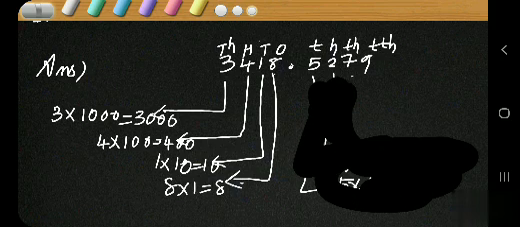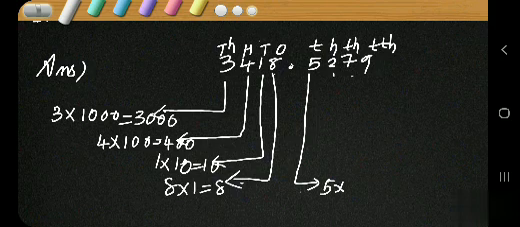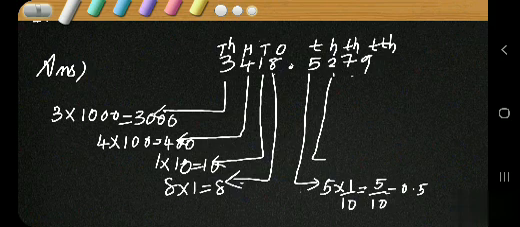Now, let me write it once again. Okay, 1 minute. 5 into 1 by 10 is equal to 5 by 10. That's equal to 0.5. Next, 2: 2 is in which place? Hundredths place. 2 into 1 by 100, that's equal to 2 by 100, which means 0.02.